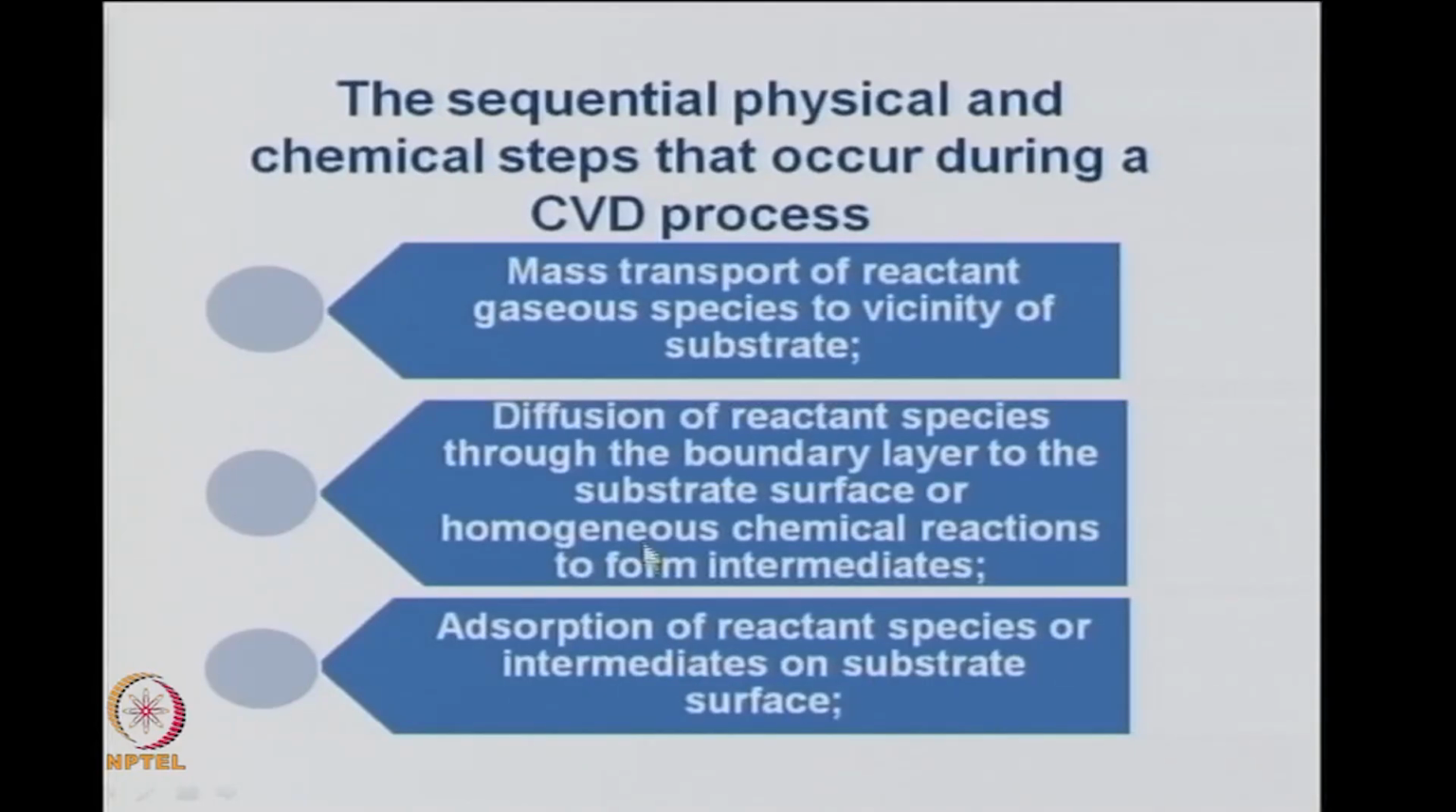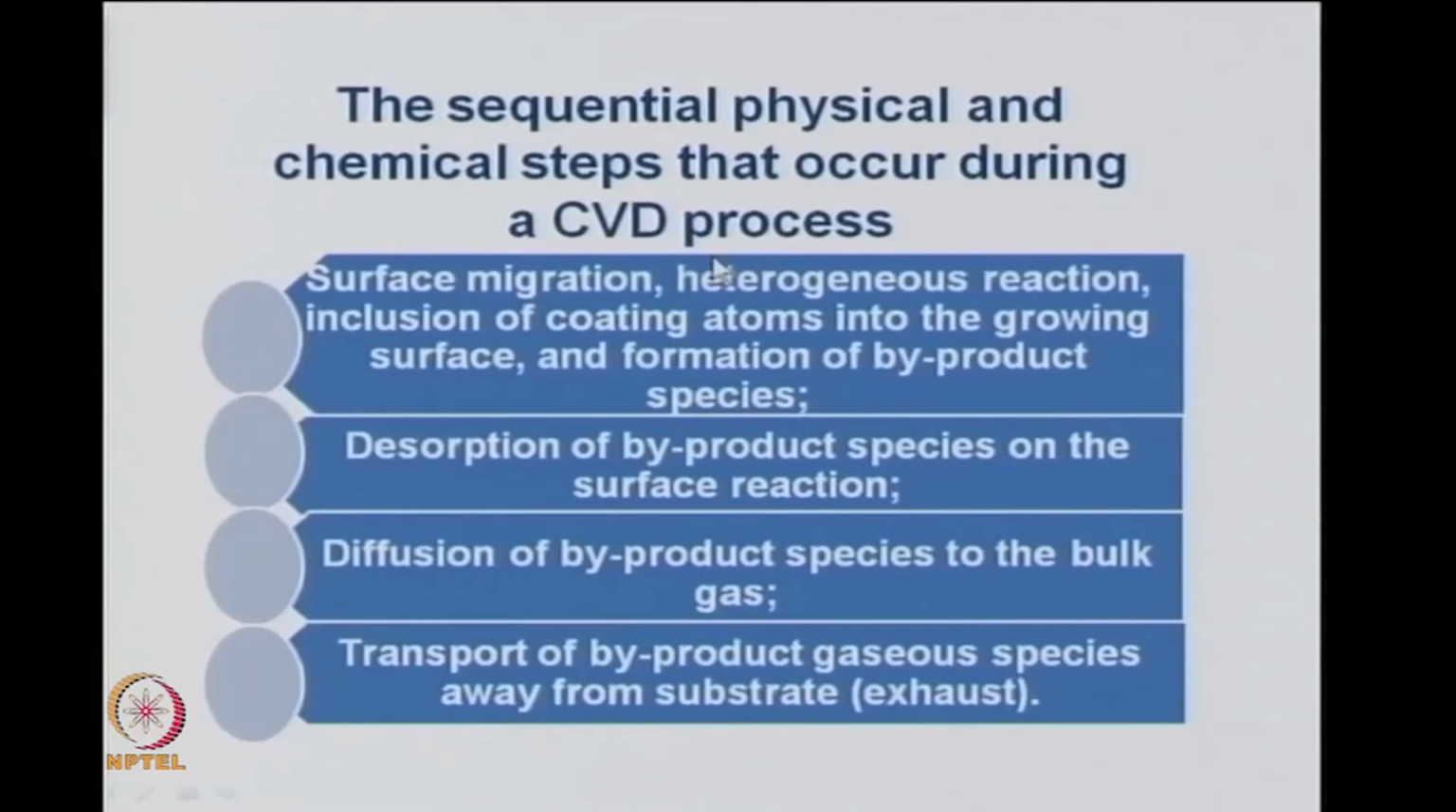So, these mainly are some of the key steps which occur during the CVD process. After that, you may have surface migration. That means the clusters or monomers or oligomers which are coming onto the substrate migrate on the surface of the substrate. They may undergo heterogeneous reaction. They may have inclusion of coating atoms into the growing surface, and it may also form byproduct species.